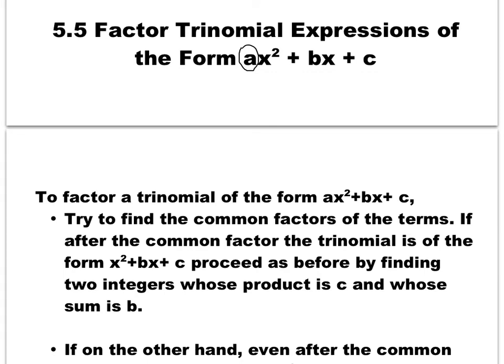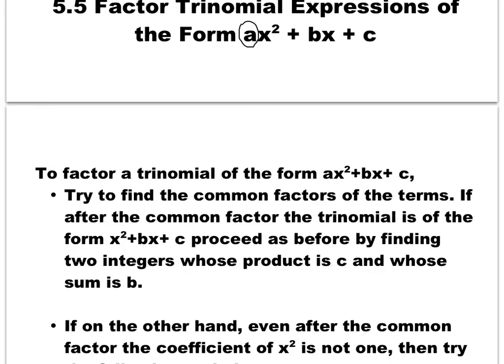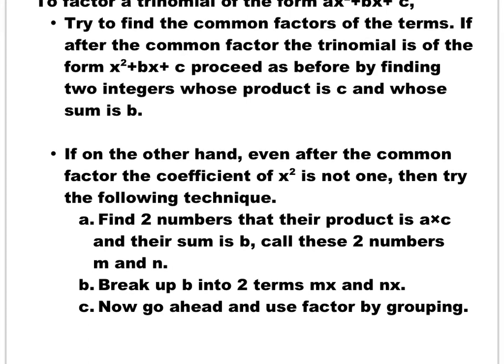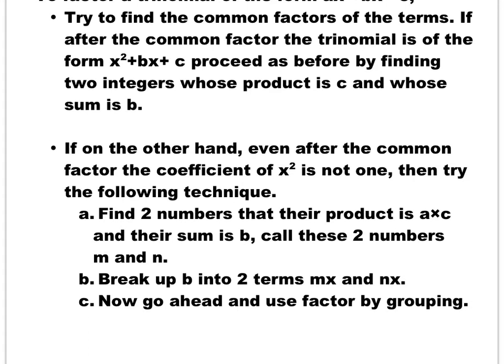If after the common factor the trinomial becomes x²+bx+c, meaning the leading coefficient is 1, then we will try to use the sum and product method. Hopefully that's going to solve the problem. But if even after common factor the leading coefficient is not 1, then we are going to use another technique.